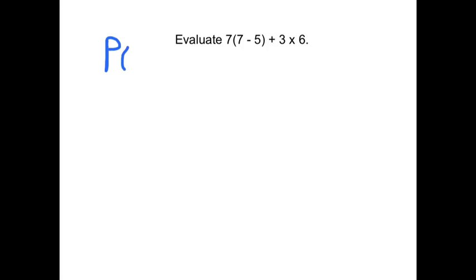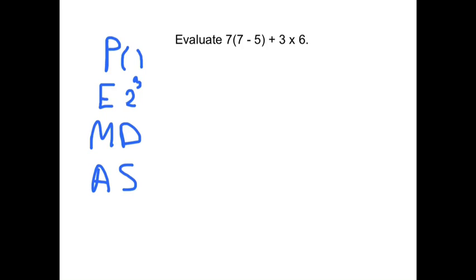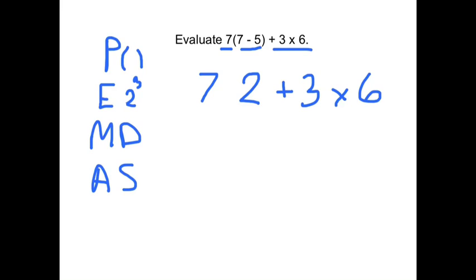Parentheses are first, exponents are second, if we have any, multiplying and dividing are next, adding and subtracting are last. So we come through here and we look and we see we have some parentheses, and that's 7 minus 5 is 2. Now we need to write down all the other stuff that we didn't take care of. So we never took care of this 7, and we never took care of this plus 3 times 6.